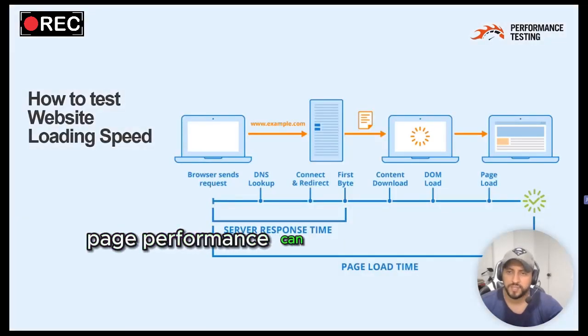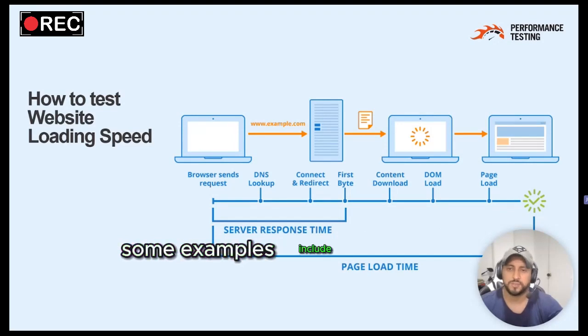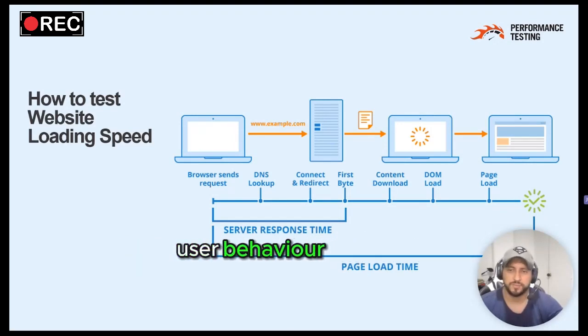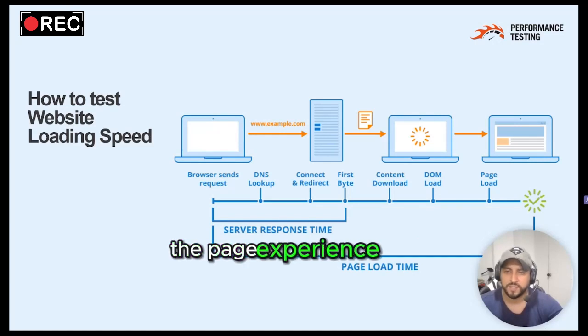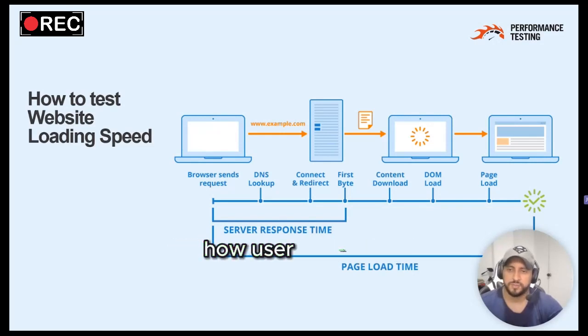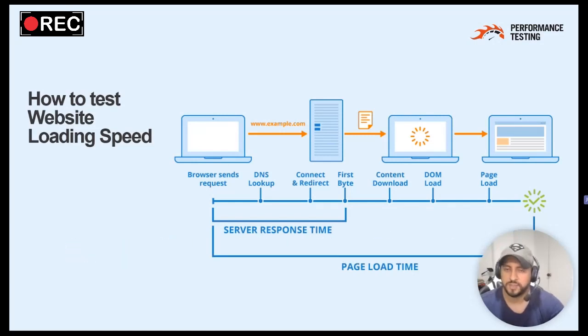Page performance can depend on a lot of elements. Some examples include page types, user behavior, file sizes, website server, inefficient coding, hot linking, and too many plugins or widgets. The page experience signal measures aspects of how users perceive the experience of interacting with a web page.